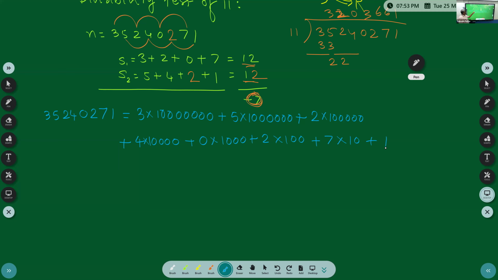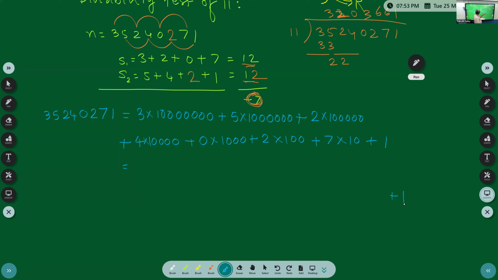Okay, we cannot pull 3. We cannot pull 11 out of this 3 or 5 or 2 because they are single digit. They are smaller than 11. So if at all we have to pull 11 out, we have to pull it out from this big number. So let us start from the end. It is going to be easy to pull from the end. Let 1 be as it is.